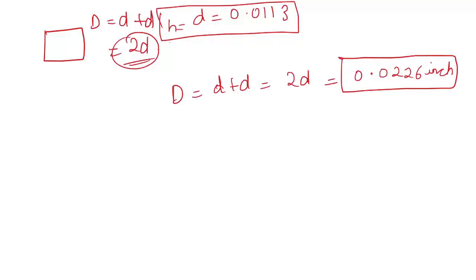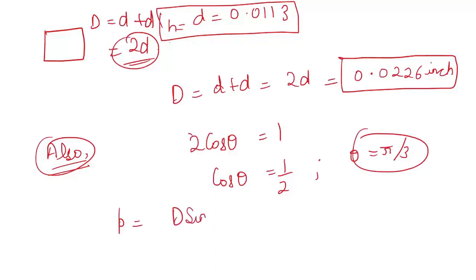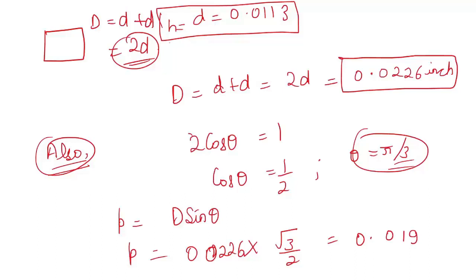And also you know that using this, cos theta 1 plus cos theta 2 is equal to 1, since everything in case of a square jammed fabric is same. So cos theta 1 and cos theta 2 both are same, then it will come out to be 2 cos theta is equal to 1, cos theta is equal to 1 by 2, and theta is basically pi by 3 in this case. And for a square jammed fabric, t is D sine theta. This is the formula you know, and theta is 60 degree angle. So t is 0.0226 into sine 60. Sine 60 is root 3 by 2. Then 0.01957. You just calculate this.